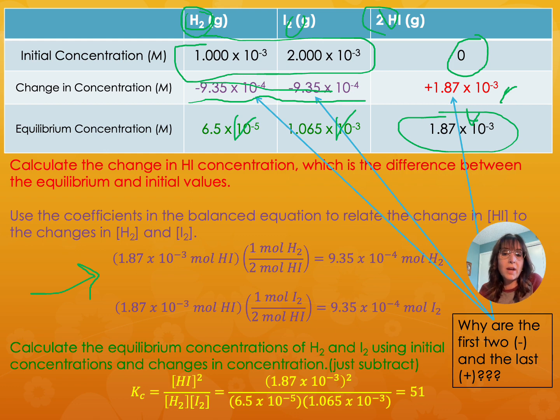Also notice that those are negative values. Why are they negative? Well, because they're reactants and we're using them. This is positive because we're making it, all right? So then to find the equilibrium concentrations, you just do what your table says. So it's this minus 9.35 times 10 to the negative fourth, and you get your answer. Do the same thing for I2, then write your equilibrium expression, products over reactants, and don't forget to use the coefficients. That's why HI is squared. Plug in your values, and you get 51.